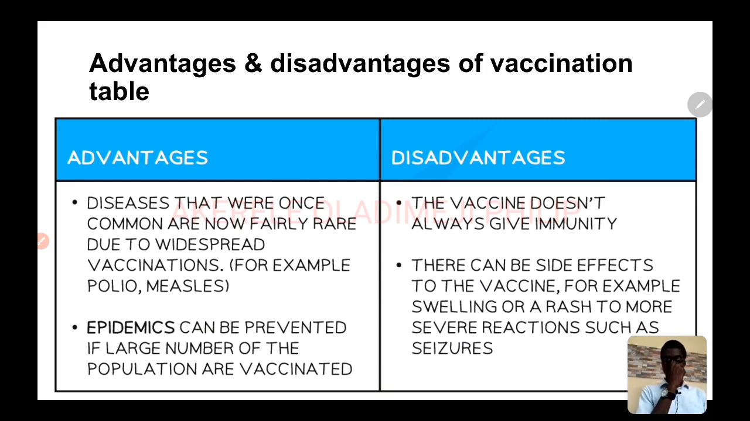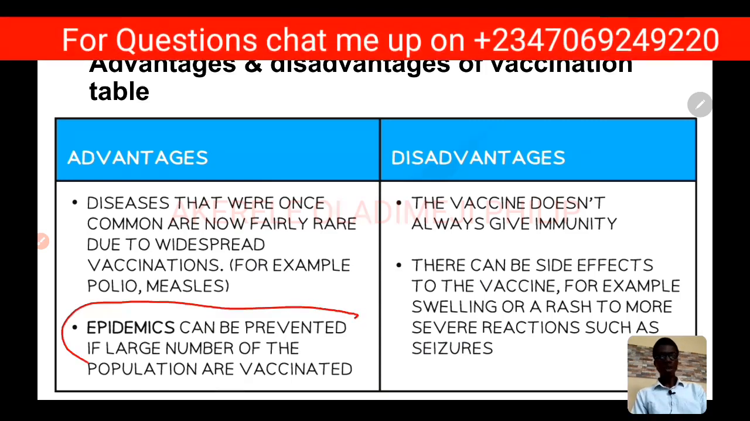The next one says epidemics can be prevented if a large number of the population are vaccinated. In a minute, can you quickly tell me what this means? I explained that. Can you just think a little? All right. I guess you said herd immunity. What you're saying here, it says epidemics can be prevented if a large number of the population are vaccinated. That's like some sort of herd immunity, H-E-R-D.